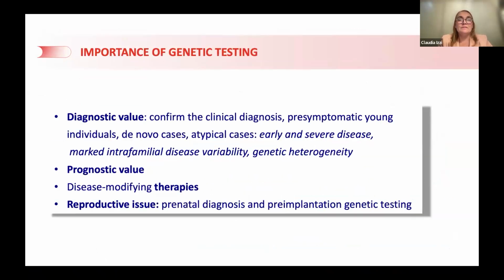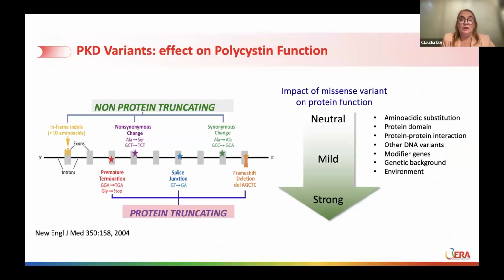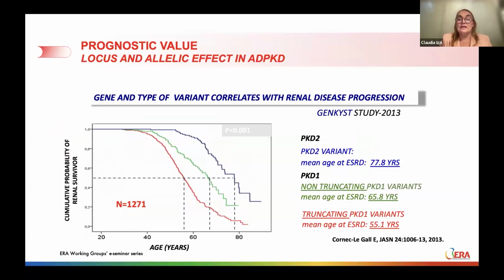So genetic testing is important because it has a diagnostic value, a prognostic value. It's important for disease-modifying therapies and reproductive issues. I just want to remember, if we look at prognosis, PKD variants, for example, are divided in two main groups, non-truncating and truncating variants. And we know that there is a correlation not only between the type of gene, but also the type of variant with disease progression.